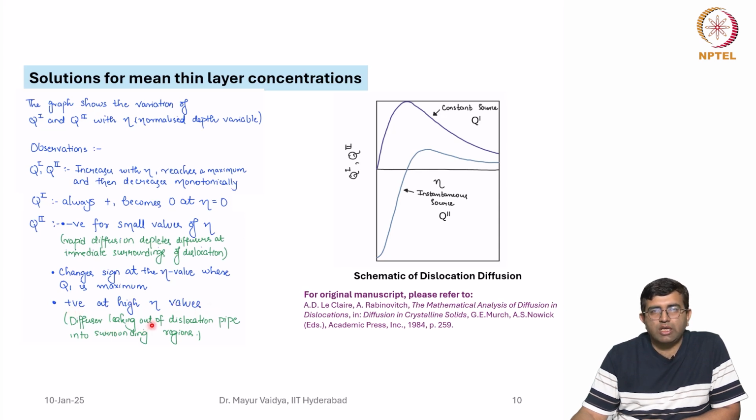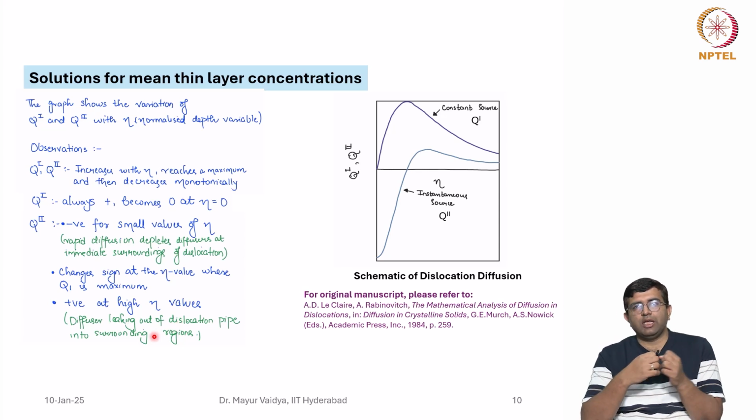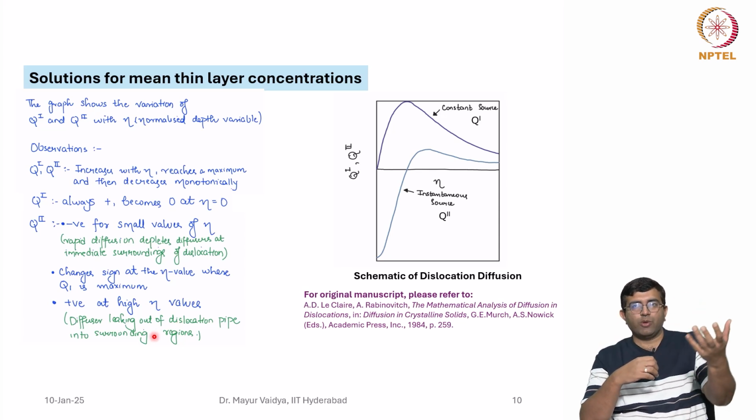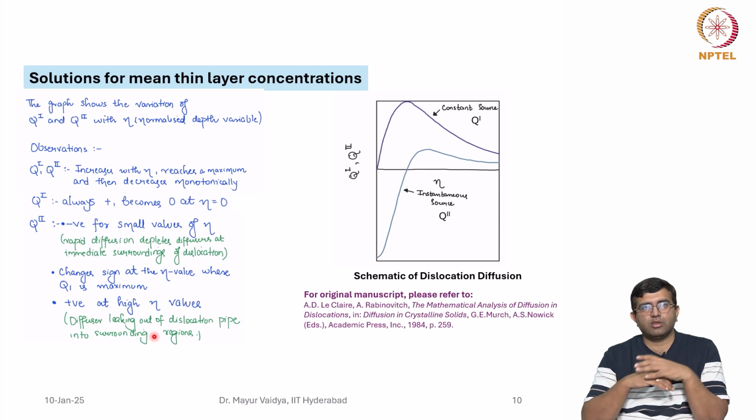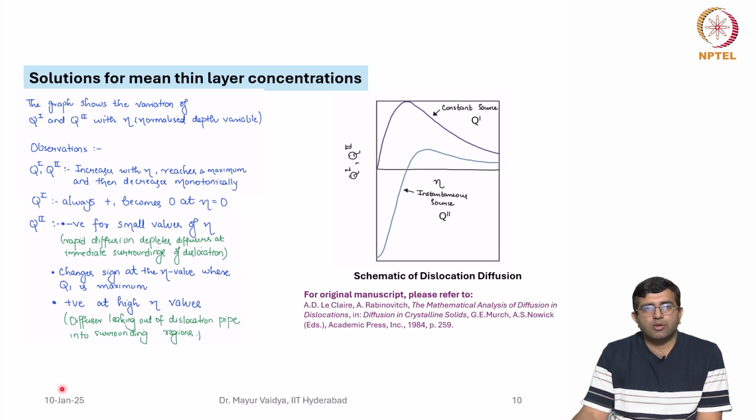So the diffuser leaks out of the dislocation pipe into the surrounding regions. So remember, like the case of the grain boundary where there is a leakage flux, here also there is a leakage flux. That's why the equations actually become complicated the way we have seen before. So the leakage of the atoms or the diffuser from the dislocation to grains happens here also.